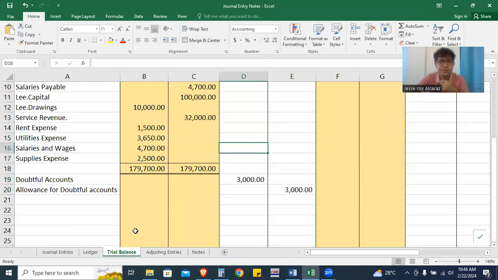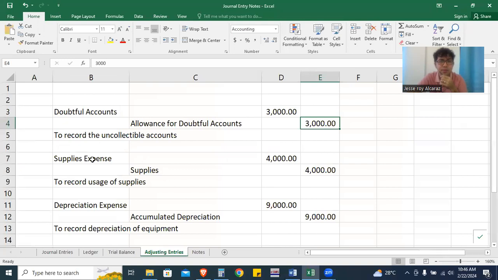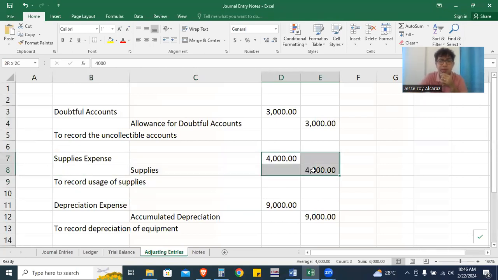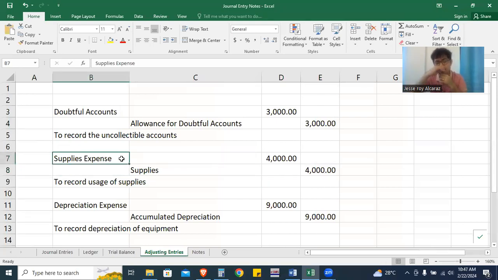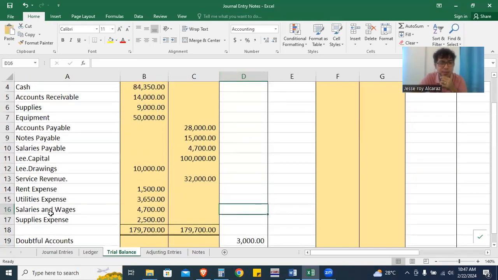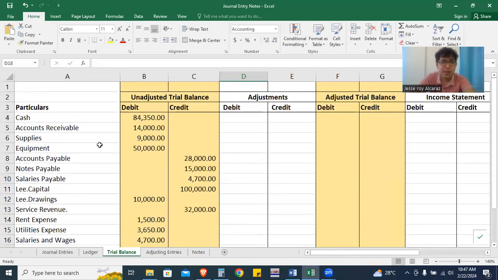Okay, next. We have supplies expense and supplies. So instead of adding an additional account title, we just have to plot them in the trial balance because this account title is already existing in our trial balance. Supplies expense, is it debit? Debit, 4,000. And then in supplies, 4,000.